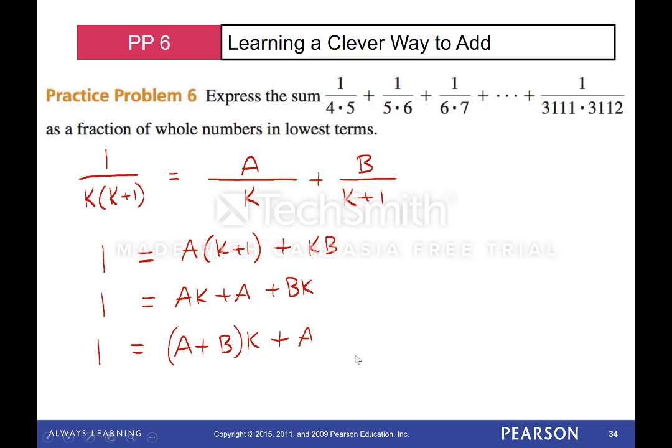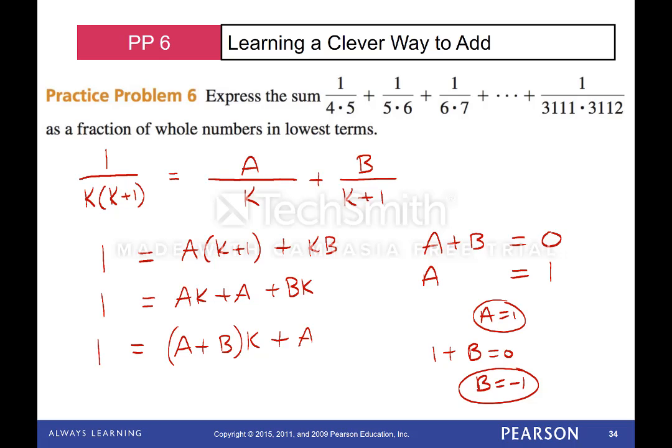So if I'm going to rewrite this, can you write this into a system of linear equations? A plus b equals 0. The next one is a is equal to 1. So I think we got it here. Since a is equal to 1, plug the 1 into the top equation. The first equation gets you b is equal to negative 1. All right, what do we know? We know the fraction decomposition of 1 over k times k plus 1 is 1 over k minus 1 over k plus 1. Okay, are we good there?